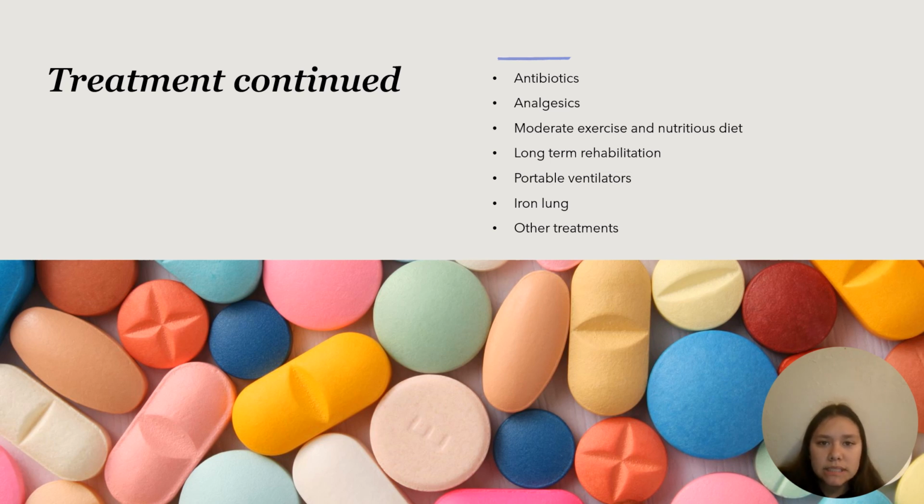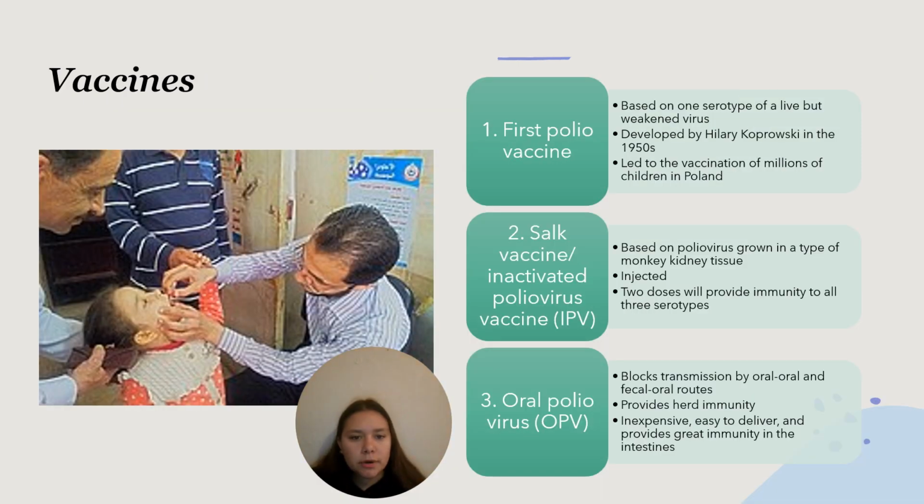More treatments include antibiotics to prevent infection in the weakened muscles, analgesics for pain, moderate exercise and a nutritious diet, long-term rehabilitation like orthopedic surgery and physical therapy, portable ventilators, the iron lung to help with breathing, and other treatments like electrotherapy and hydrotherapy. As part of the treatments here, I have an explanation on the 3 different kinds of vaccines.